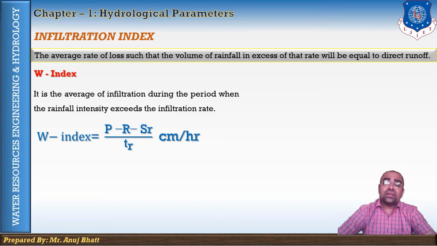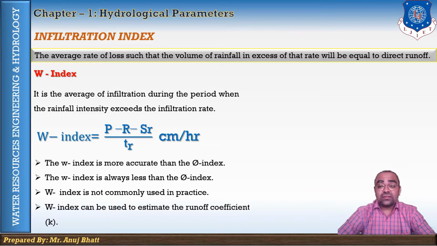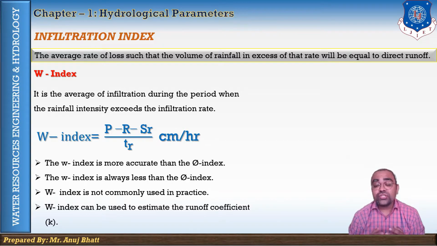The W index is more accurate than the phi index because it excludes the interception and depression losses, which are considered a part of infiltration in the phi index. The W index is always less than the phi index because it is difficult to estimate the depression and interception losses.